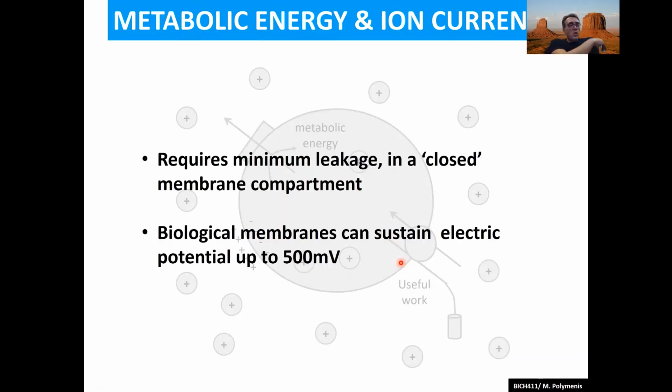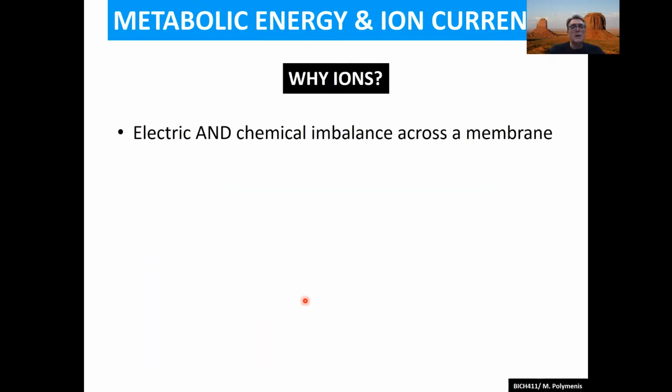So the membrane compartment allows that. It's a closed membrane compartment. As I said, the inner mitochondrial membrane is super tight, and so it's not leaky. And also, you don't want to fry your battery. Okay, so the material has to withstand this difference in voltage. And biological membranes, as it turns out, can sustain an electric potential of up to about 0.5 volt, which is not small. It's quite substantial. And why ions?